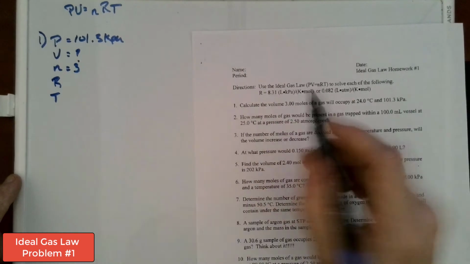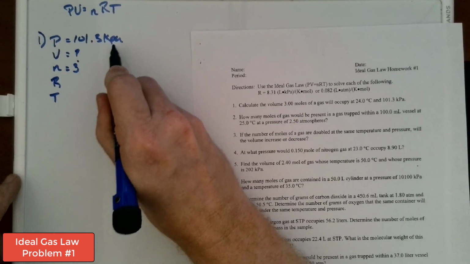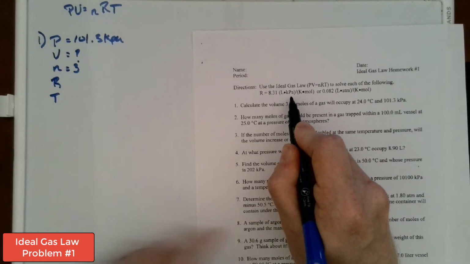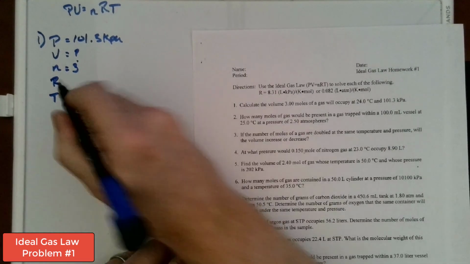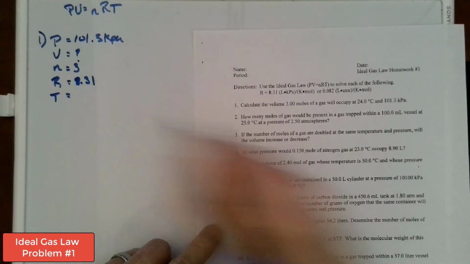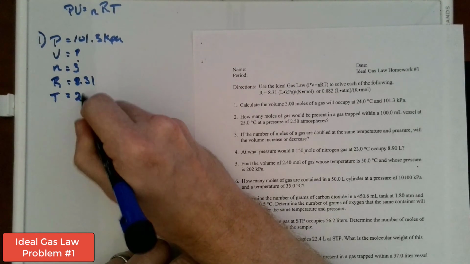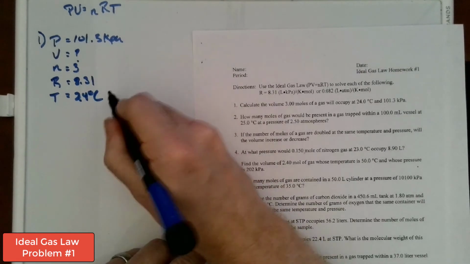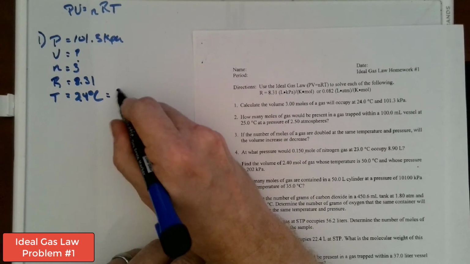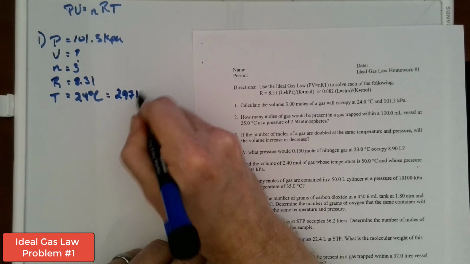The R value is going to vary. Because we're using kilopascals as our pressure, we're going to use the kilopascal R value that's given to us in this exercise, 8.31. The temperature is 24 degrees Celsius. By now we know we can't use 24 degrees Celsius. We can convert that to Kelvin, which ends up being 297 Kelvin.